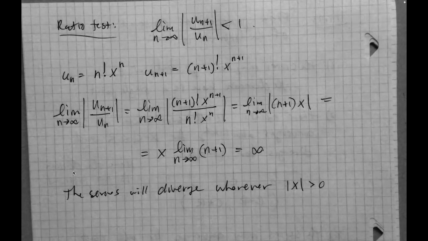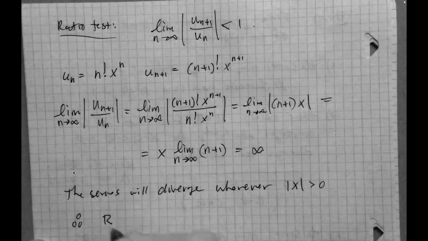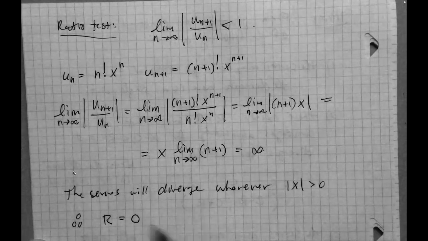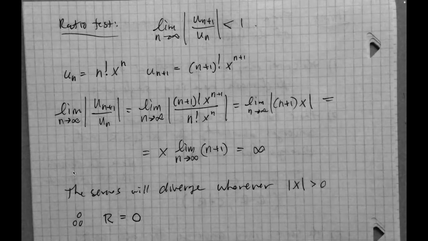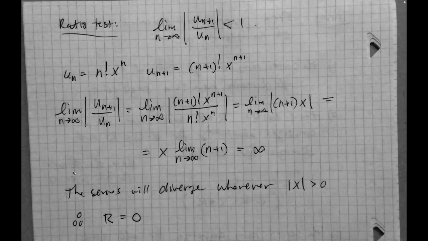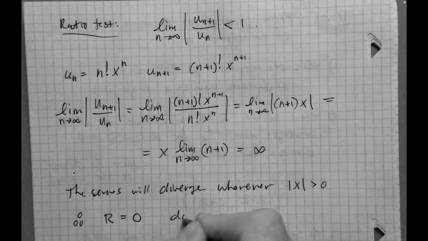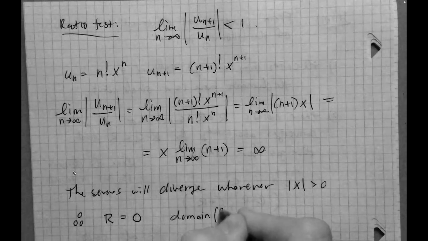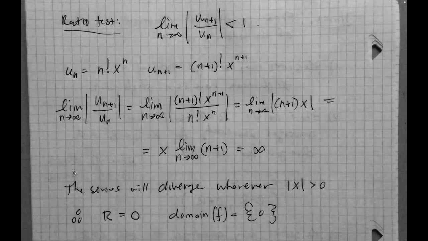Okay? And so therefore, the radius of convergence is equal to 0. Right? So r is that radius. The radius of convergence is 0. And so the domain of f would be equal to just 0 in this case.